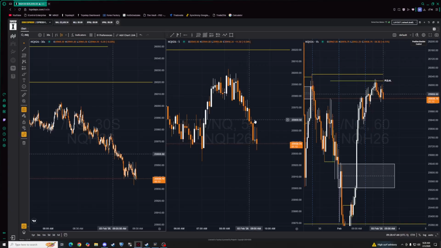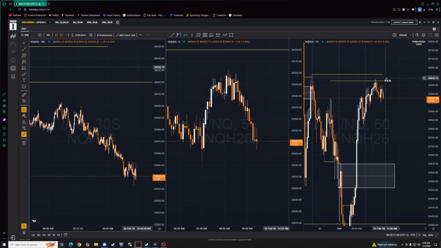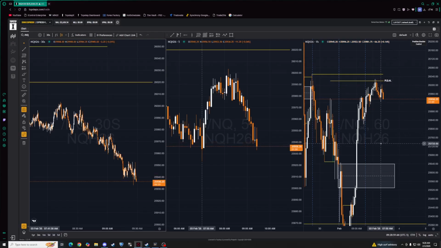I'm bearish on the day. I know that we're super bullish here, but I kind of want us to open up, maybe take out high of day, or sweep an internal high and then dump. But market opens up in 1 minute.